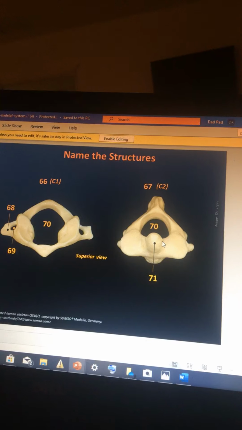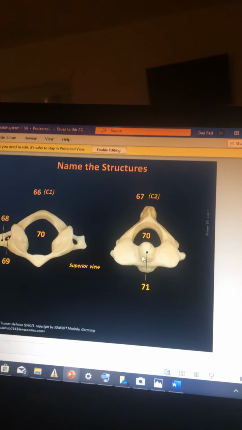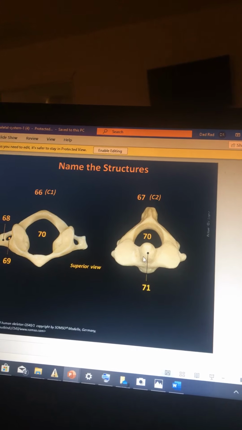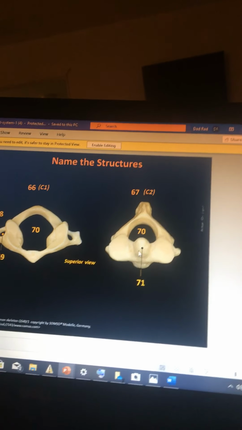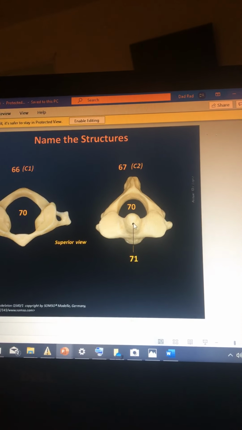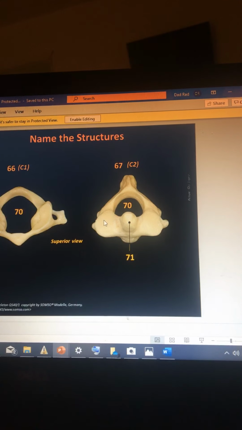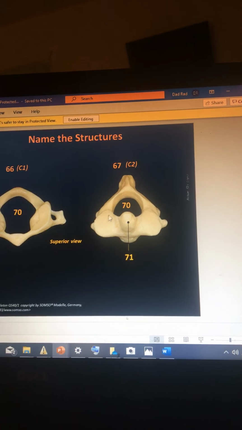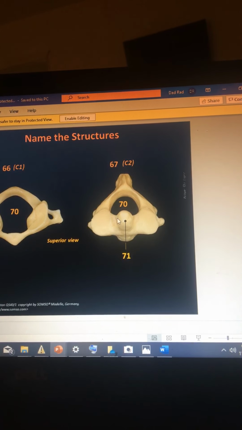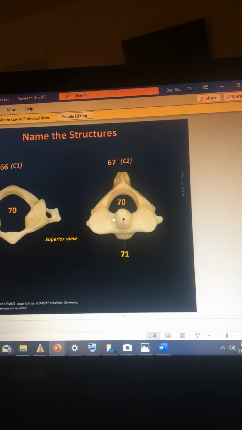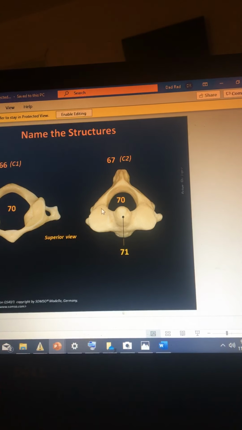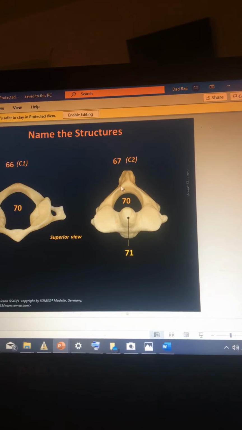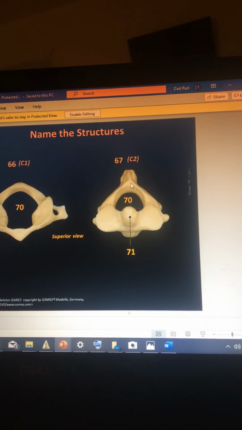Then we have this one, which is the axis. The axis has the dens right here. Then we also have the superior articular facet. Then we have the pedicle. Then we have the lamina, and right here the spinous process.